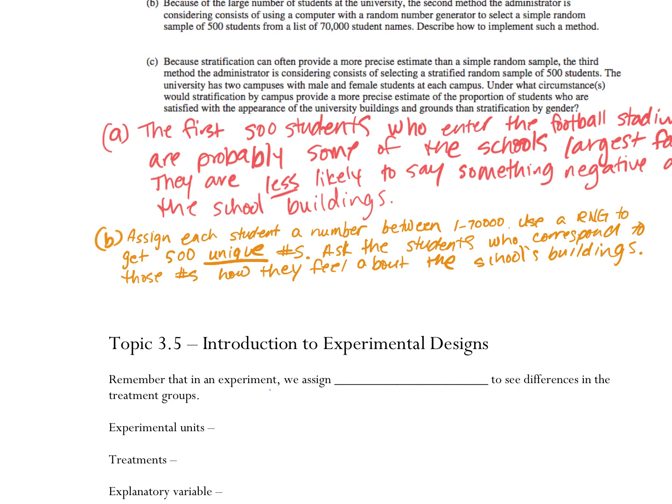If you didn't say somehow that you would ask the students associated with the numbers you generated how they feel about school buildings, then you're not including that variable of interest. Okay? What do you guys think? While annoying and tedious, is the how to get that simple random sample relatively okay? Part C is the tricky one.